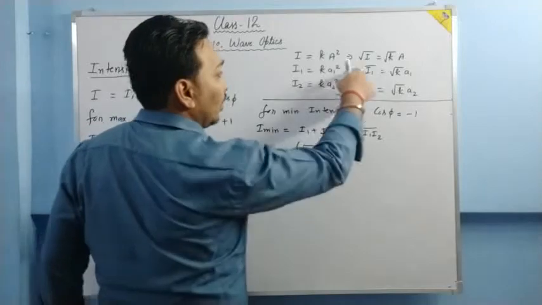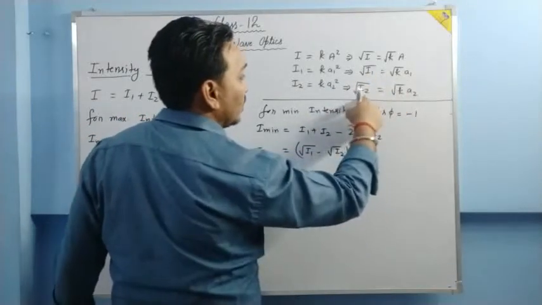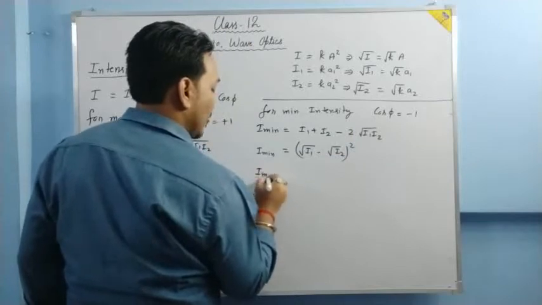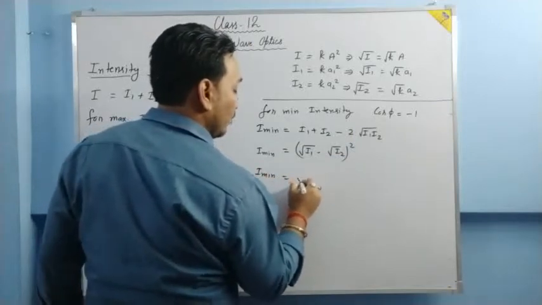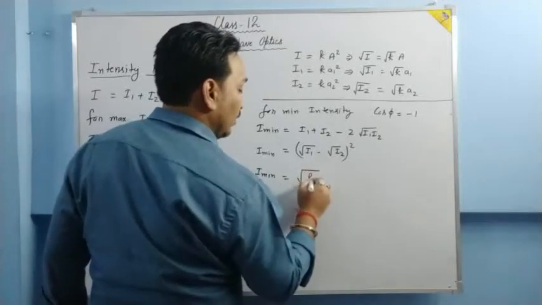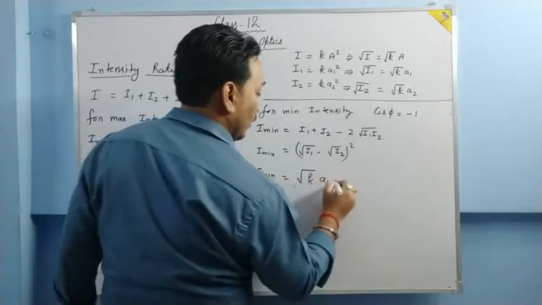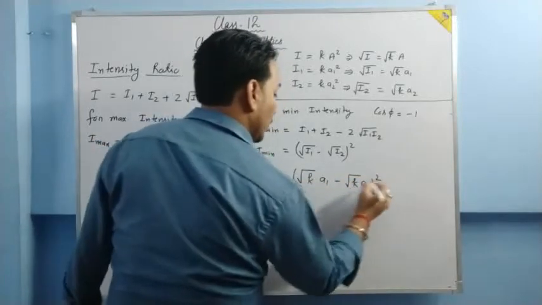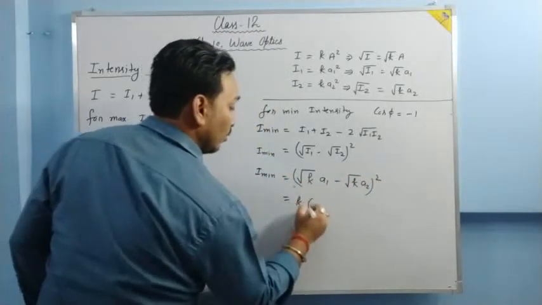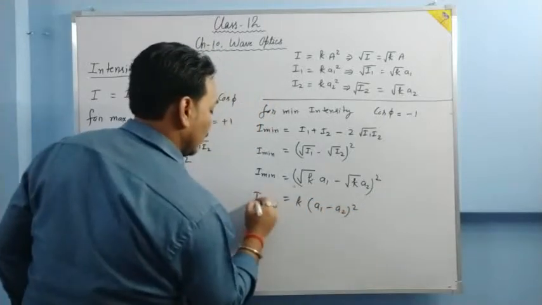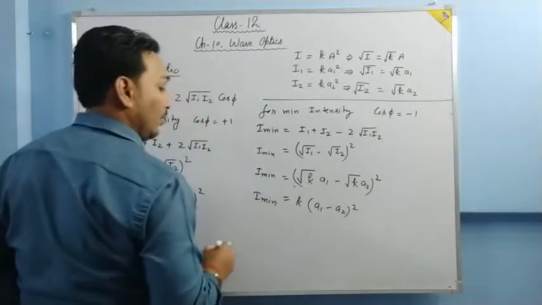In place of under root I1, we will put under root k a1. In place of under root I2, we will put under root k a2. What are we going to have? I minimum is equal to (under root k a1 minus under root k a2) whole square. K can be taken as common, we will have k (a1 minus a2) whole square. This is the value of I minimum.